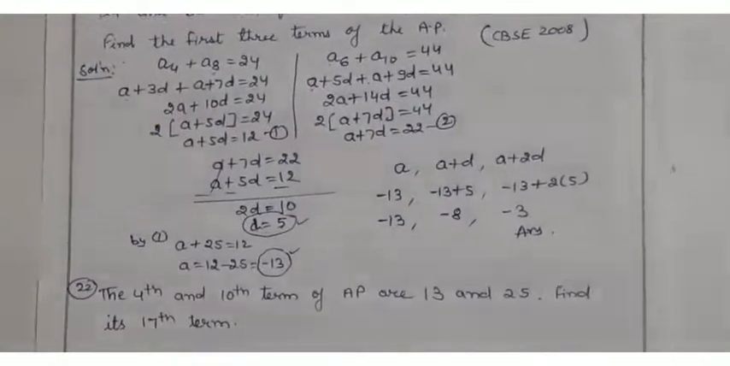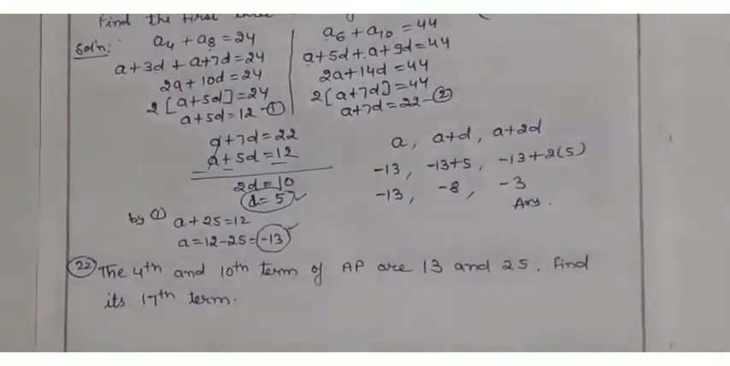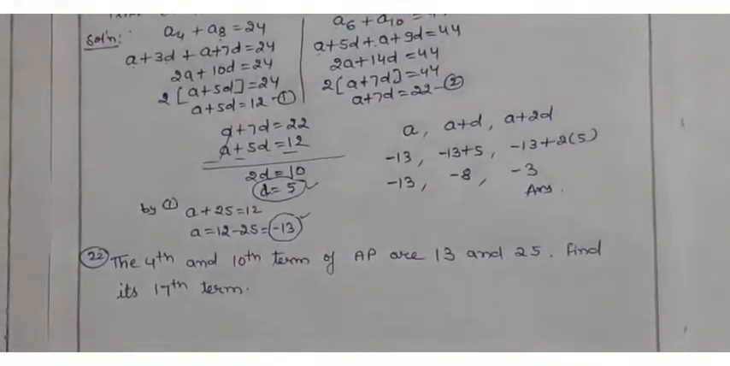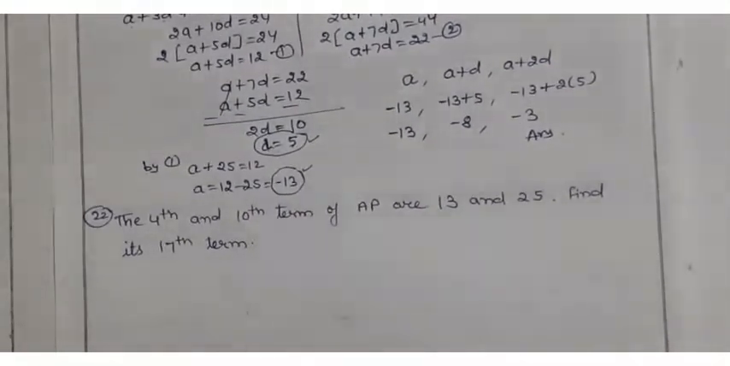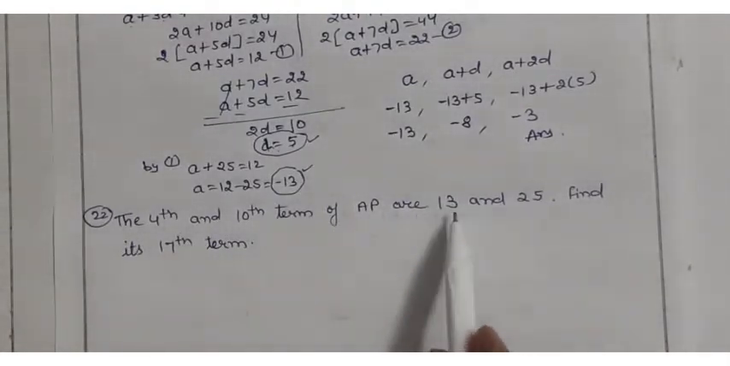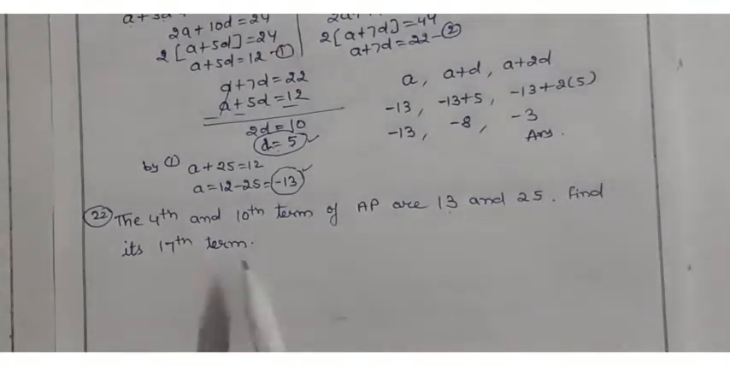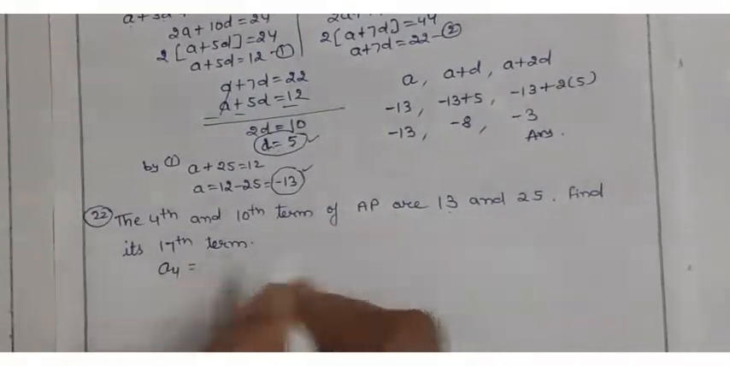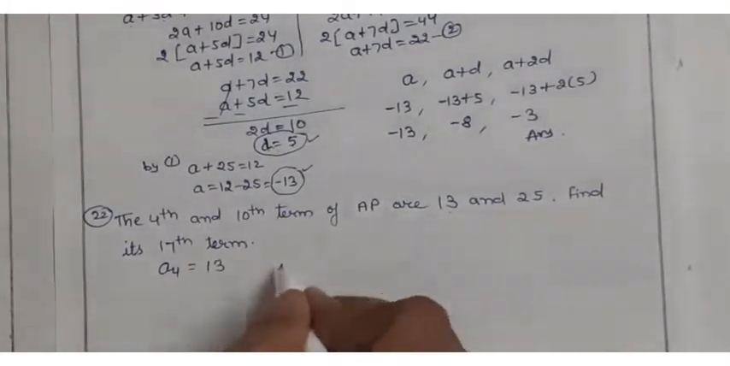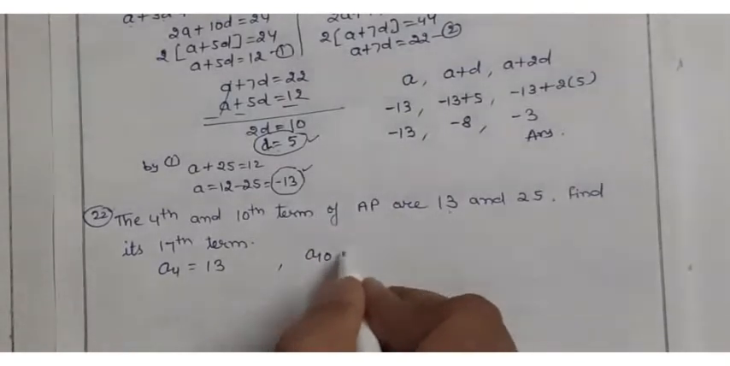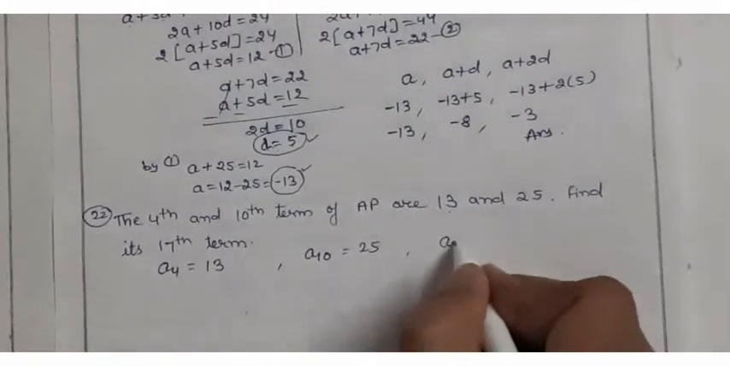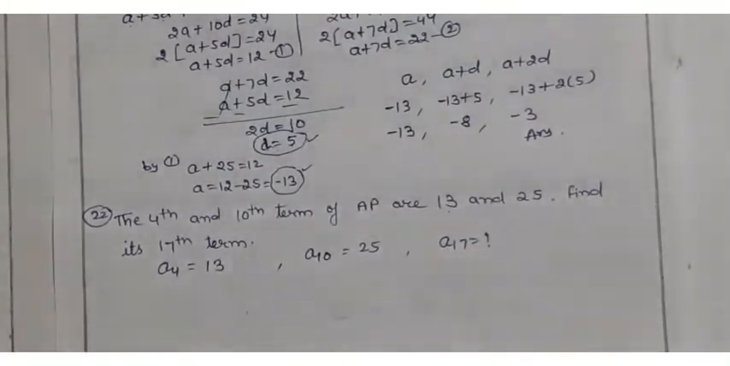Okay. Like this way you can solve these questions very easily. One more question I'm explaining to you here. One easy question. What is given? The fourth term and the 10th term of AP are 13 and 25. Find its 17th term. The fourth term means what? A4 is given to you as 13. And 10th term A10 is given to you as 25. Then what to do? You have to find A17. This only you have to find out.